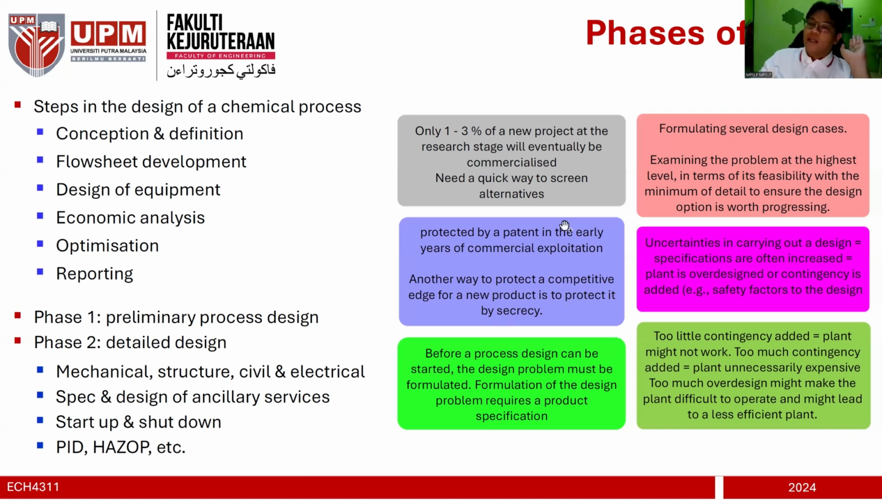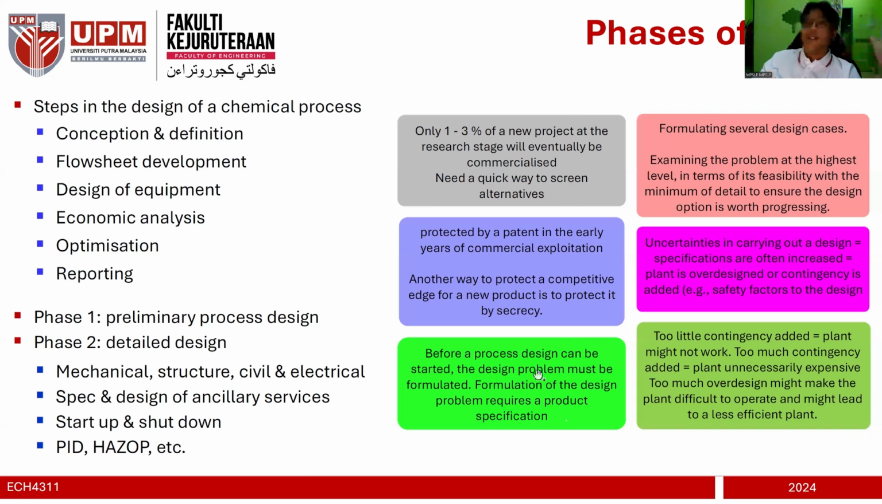So again, let's say you have formulated a new product, and you think that it may be able to be commercialized. It may have high chances to be successful, and then you file a patent just to protect it, because you want to protect your idea. And then let's say you want to scale it up. Before process design can be started, the design problem must be formulated. Formulation of the design problem requires a product specification.